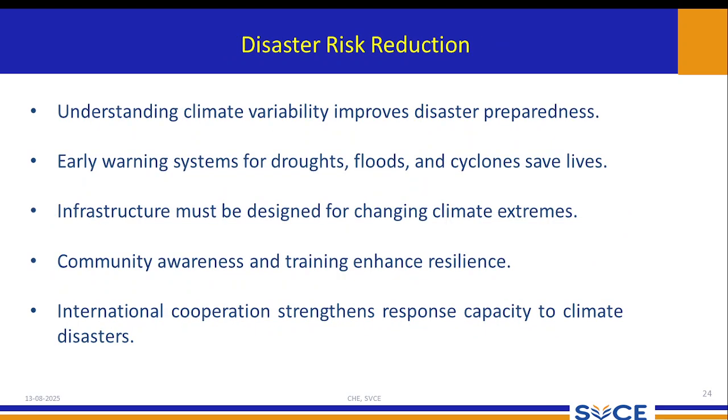Disaster risk reduction. Understanding the climate variability improves disaster preparedness. Early warning systems for droughts, floods, and cyclones save lives. Infrastructure must be designed for changing climate extremes.